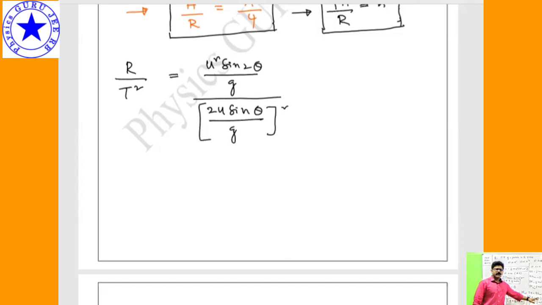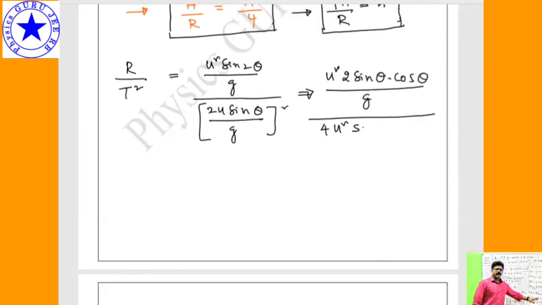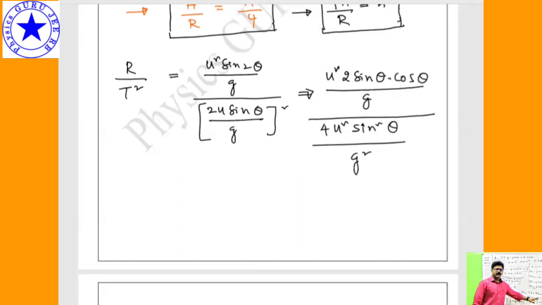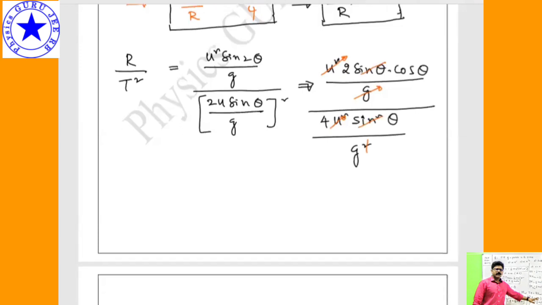Hope it is clear. Now this can be written as u square into sine 2 theta, that is 2 sine theta into cos theta, divided by g, divided by 2 u square, that is 4 u square sine square theta divided by g square. Simplification only, right. So u square will get cancelled, 1 g and here 1 g will get cancelled, here one sine theta and sine theta will get cancelled.